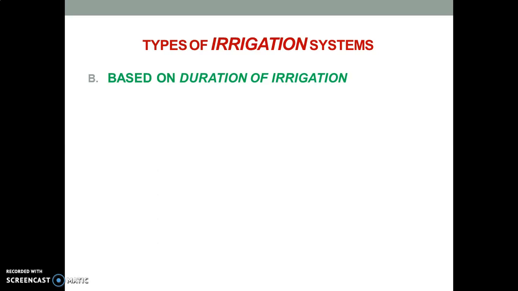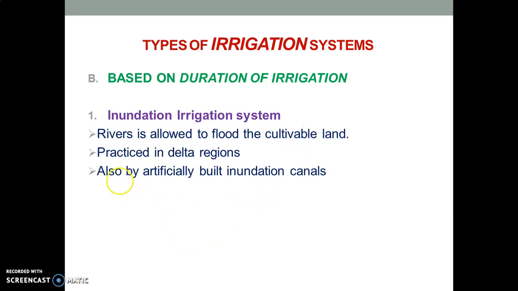Next type of irrigation system we are going to discuss is based on the duration of irrigation. Whether the water source which we have available to provide to the agricultural fields is available for only a short period of time in a year, or whether it is available the whole year round. First system is the inundation irrigation system.